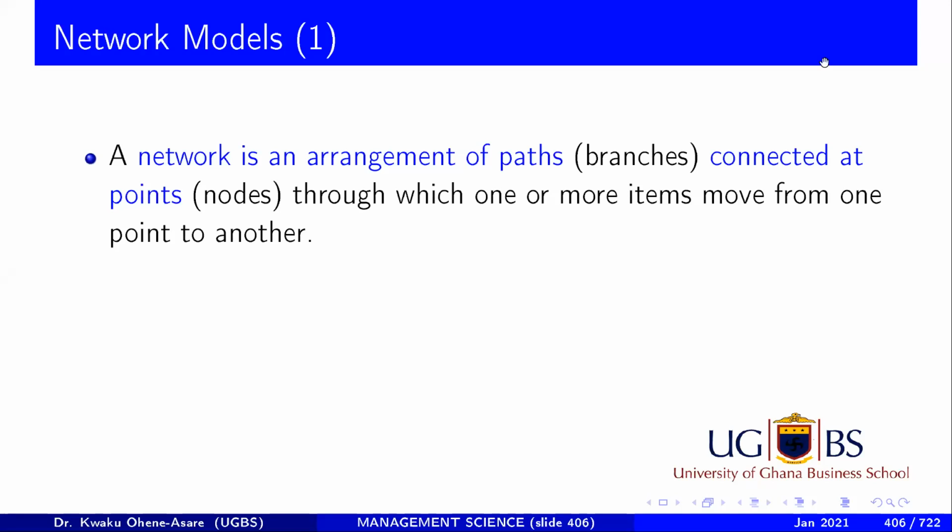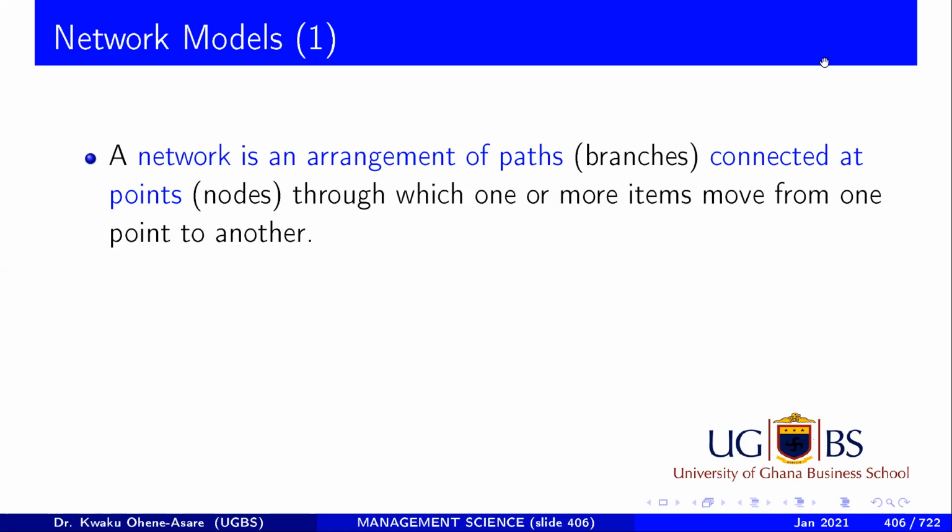A network is an arrangement of branches or paths connected at points, which we call nodes, via which one or more items move from one point to the other. I want to believe that most of you know about Okpongolo Junction. It is a traffic light that connects the University of Ghana with Okpongolo town, with the Medina Road, and with the Accra Road.